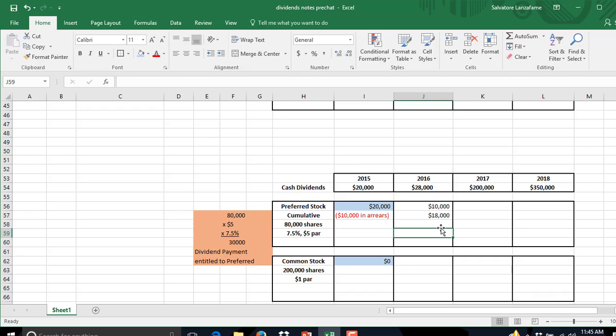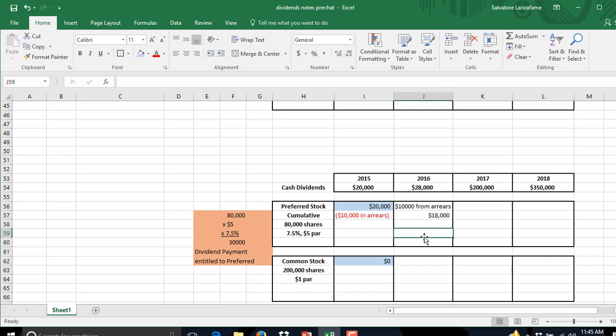Okay, so now how much is in arrears? So think about this for a second. They were supposed to get 30, right? And only 28 was paid off. And at the same time, 10 of it was from the year before. So let's just put this here. Let's go 10,000 from arrears. Okay, so we've got that settled. And put a $ sign there. Okay, so we gave them the 28, but they were entitled to 30.